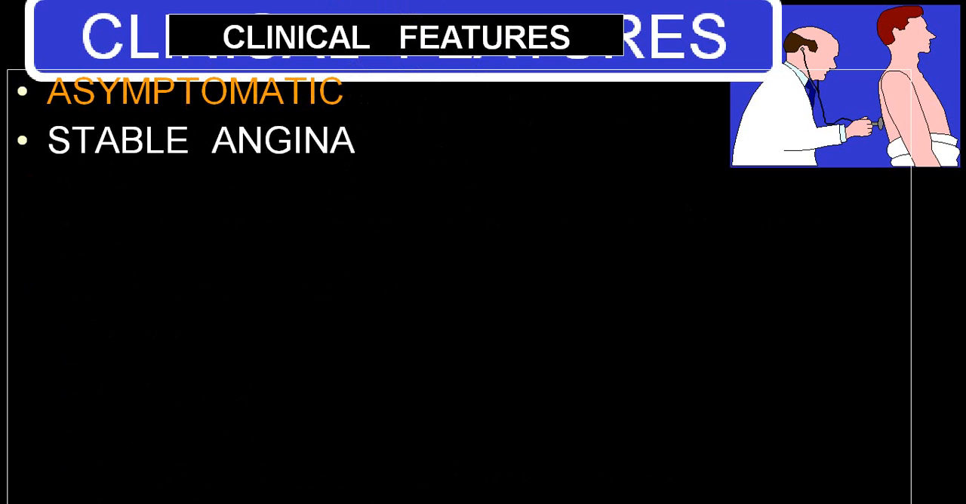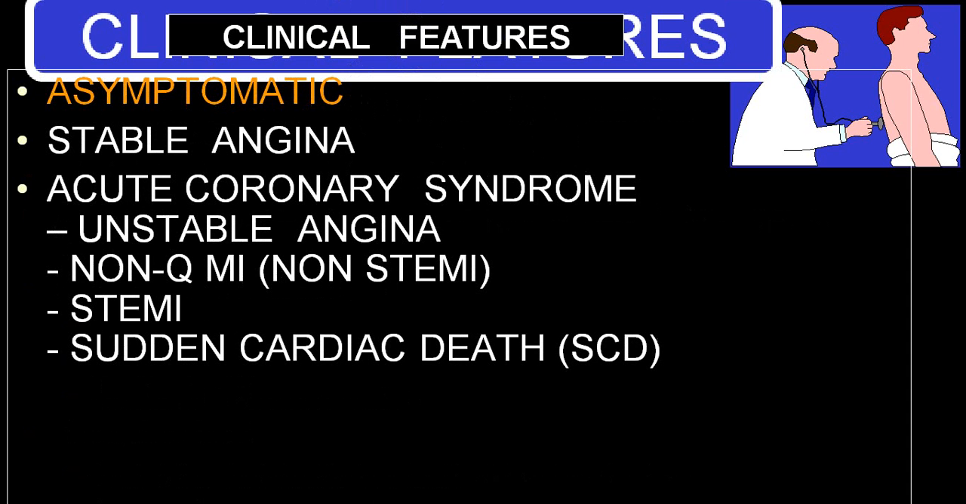Clinical presentation can be asymptomatic, usually in a person where the obstruction is less than 50%. Stable angina is the most common presentation. Second common is acute coronary syndrome, which will include unstable angina, non-STEMI, STEMI, and sudden cardiac death. Clinical presentation will be same in almost all these three. Mainly you differentiate by ECG and cardiac biomarkers.